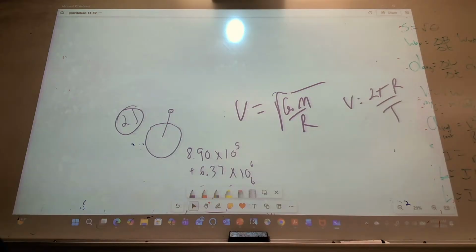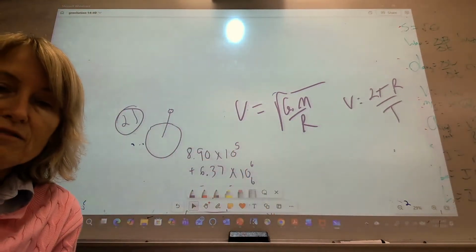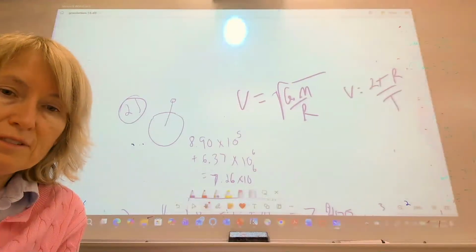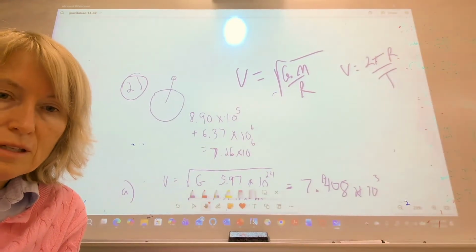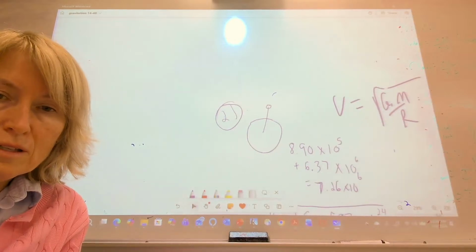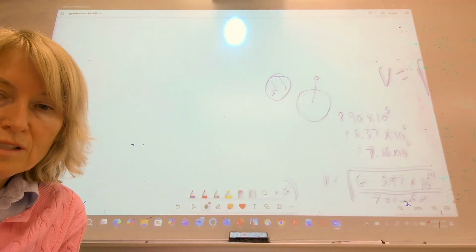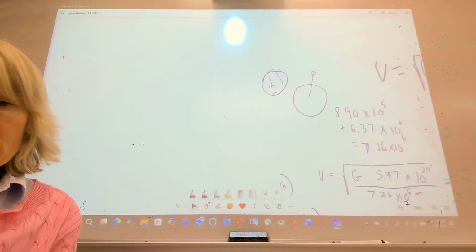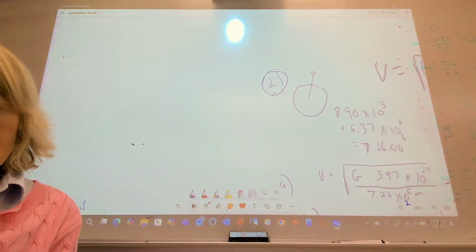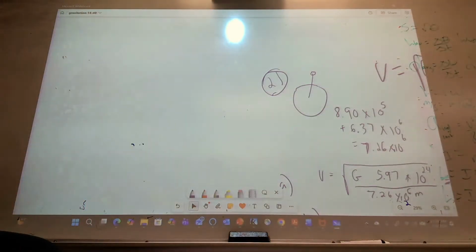Now notice that they said kilometers, which is why I put it as 8.90 times 10 to the fifth. Or you could have done 890 times 10 to the third. That gives you 7.26 times 10 to the sixth, but you could just enter in the sum of the two. After that, we're getting the period. Then you're going on to 23.